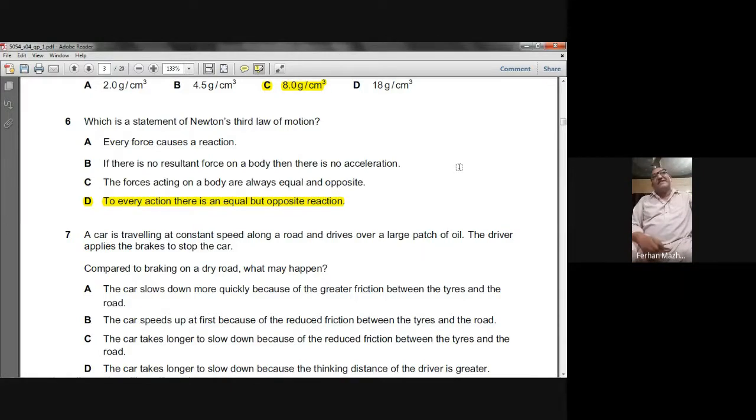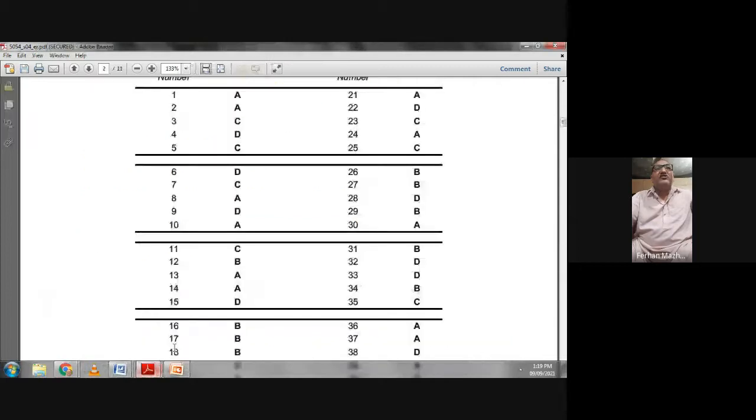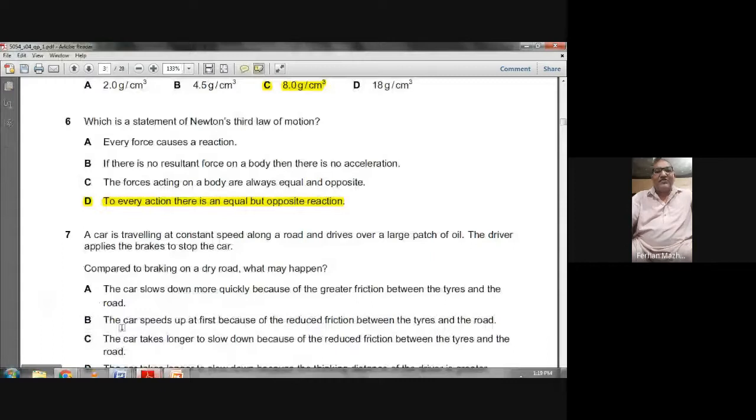Question was, which is a statement of Newton's third law of motion? Question number 6, D is the option. Let me check the answer. Question number 6, D is the option. Our option is right. What do you say?